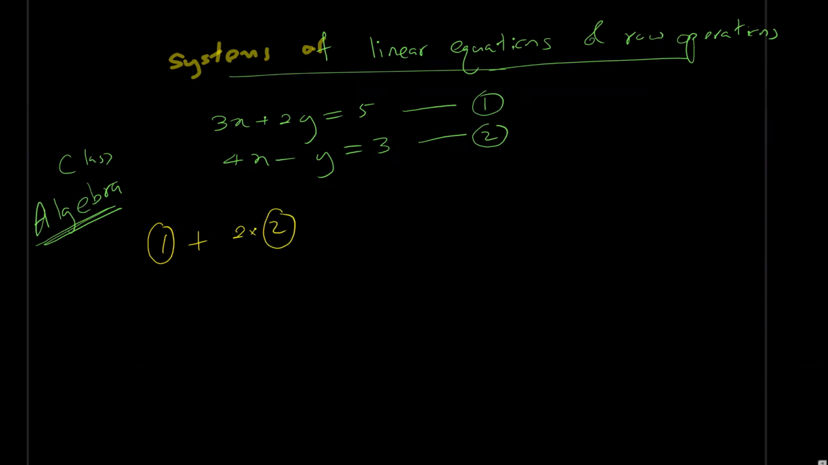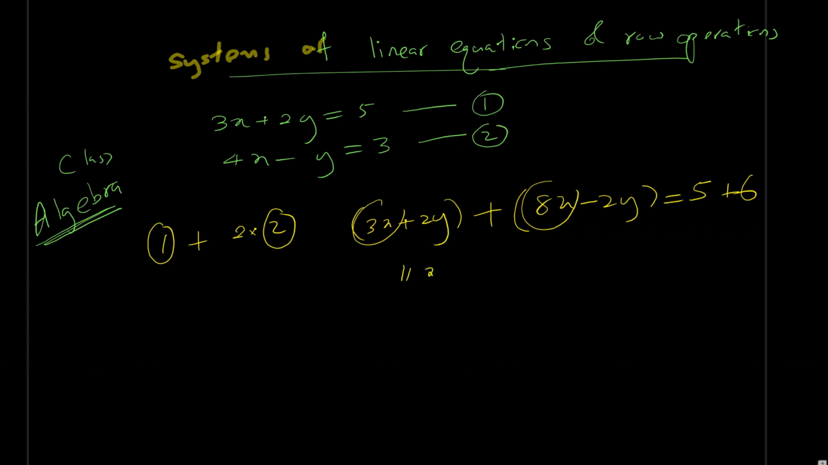So let's see. 3x plus 2y, that's the left hand side of equation number 1, plus twice equation number 2, so 8x minus 2y equals, right hand side, first one 5, second one 3 times twice, so 6. Then when I add 3x and 8x, I get 11x, and 2y with negative 2y, it's gone, equals 11. So x equals 1, when divided by 11.